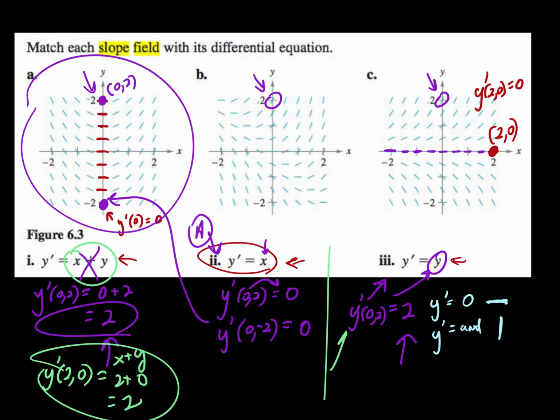Now on this one right here, what is the slope of the tangent line at the point (2, 0)? Well, remember this function up here was just y, so we don't need that. We only need the y value, and if we plug it in, it gives us a slope of 0. I think we found our winner. And so derivative number 2 goes with graph A. Derivative number 3 goes with graph C, and derivative number 1 goes with graph B.